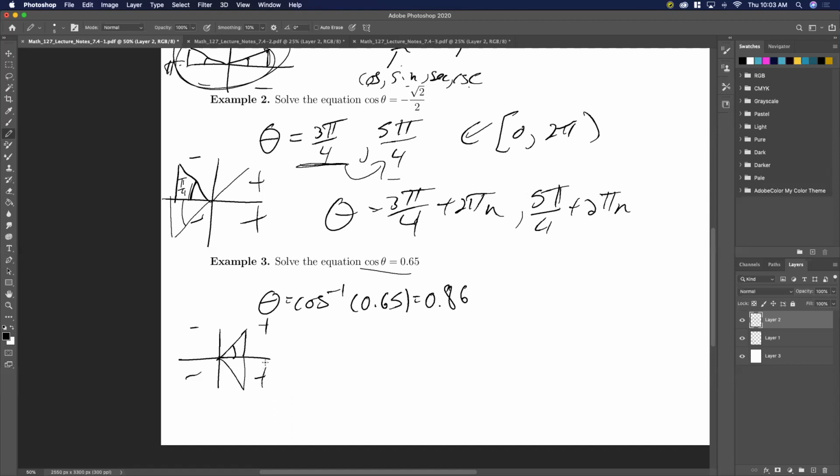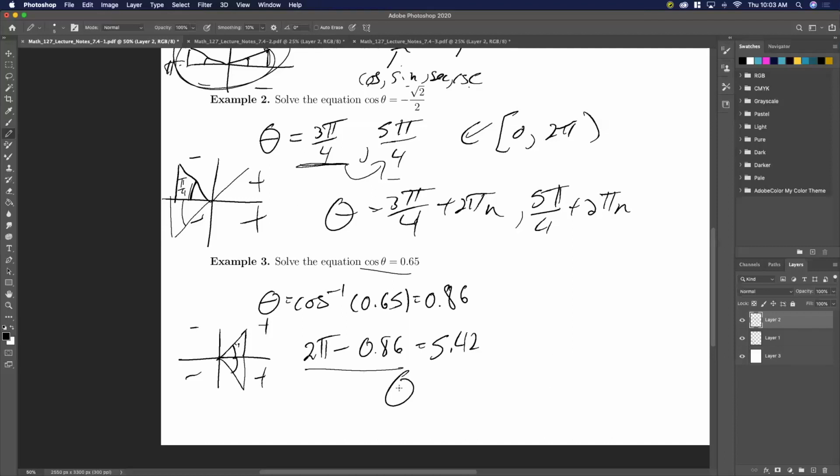if I take 2 pi minus that angle, which in this case is 0.86, that should take me all the way around to here and then back me up to this point. So this should give me the same reference angle. In this case, we're going to take 2 pi minus that, and that's going to give me 5.42.